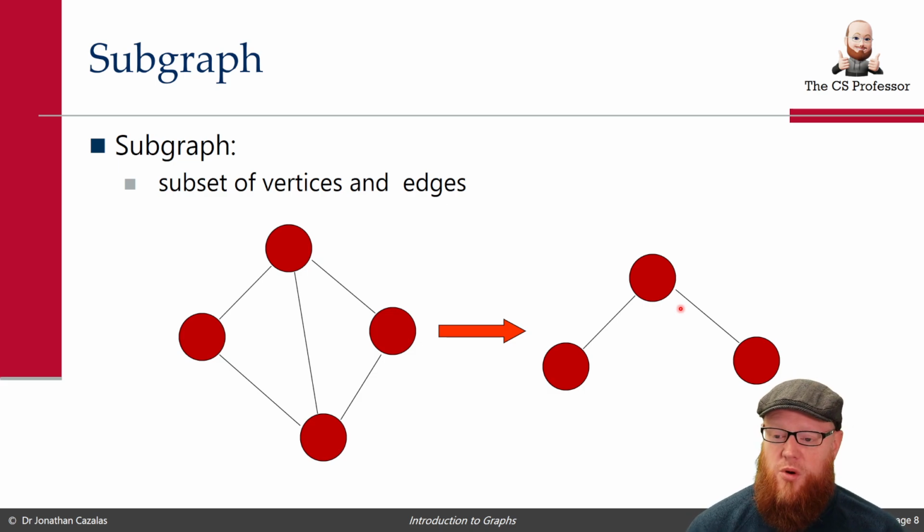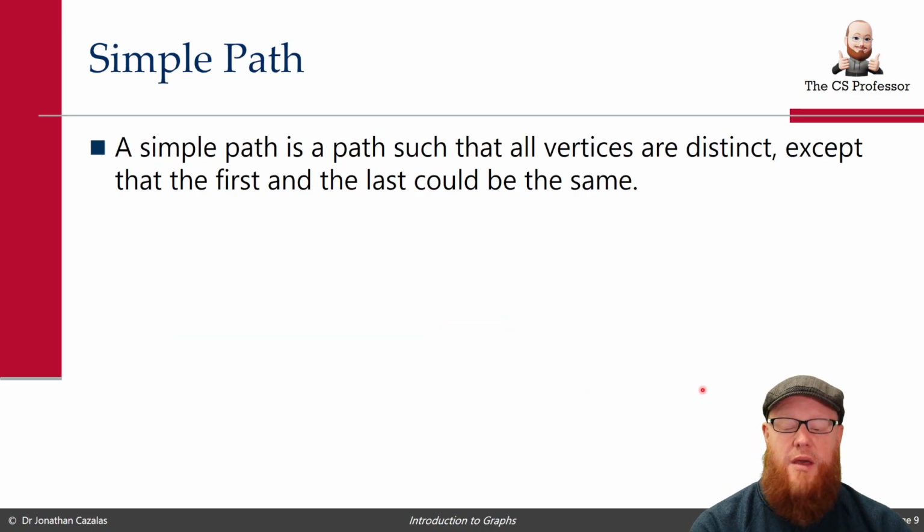What is a subgraph? More terminologies. A subgraph is really just a subset of vertices and their respective edges, in the same way that we have a tree and a subtree, pretty straightforward. Here is a subgraph. The idea of a simple path, again, just a lot of basic terminology.